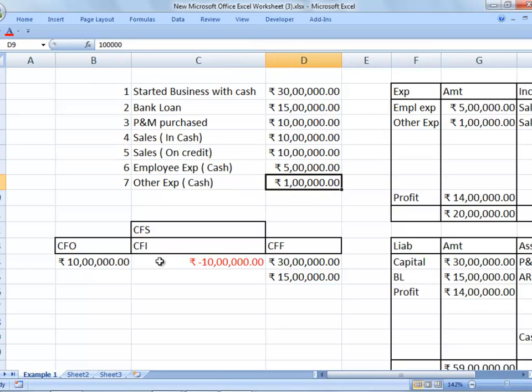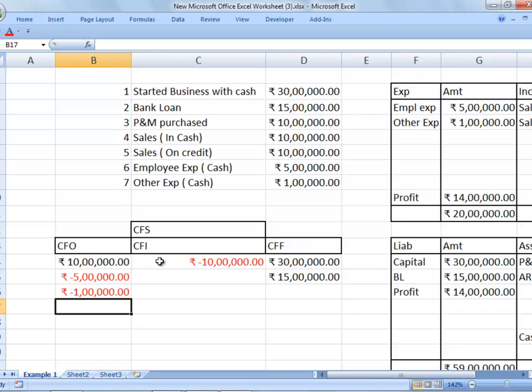Next one, employee expenses 5 lakhs. Where should I show it? Again, operations, and it is a negative cash flow because it is an outflow. So minus 5 lakhs. Other expenses again would be my operations, 1 lakh. So now I have categorized all the cash transactions into three categories: CFO, CFI and CFF.